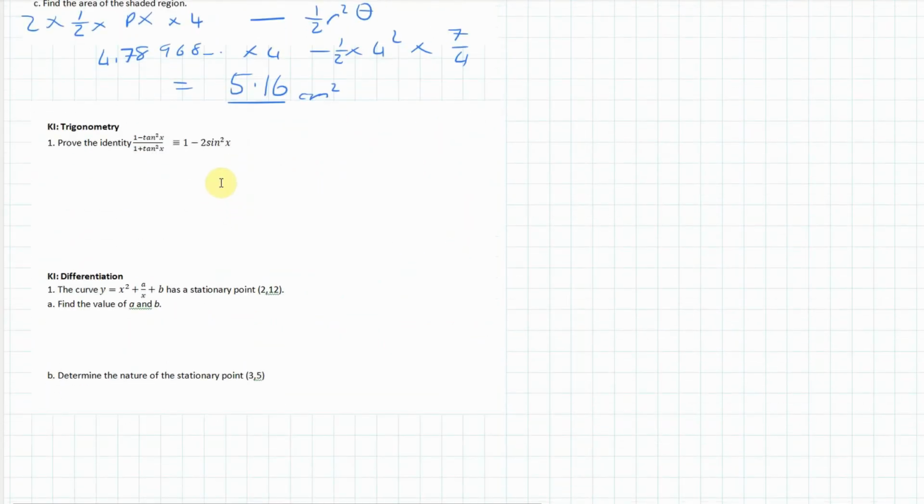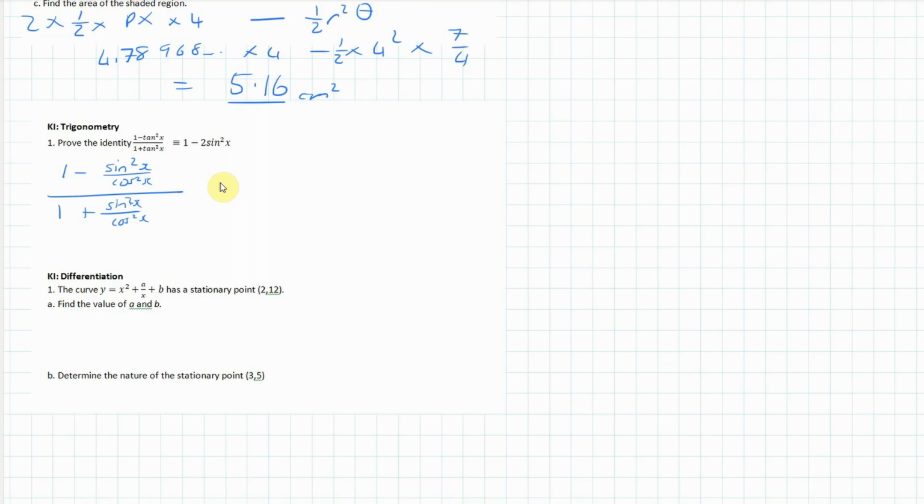Now, the next one is proving an identity. In trigonometry, I know a lot of you struggle with this. What we can do here is rewrite our tans as sine squared x over cosine squared x. So that's the top, and then on the bottom we've got 1 plus sine squared x over cosine squared x.